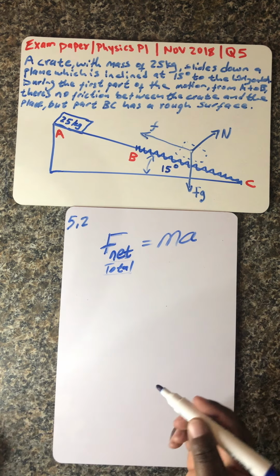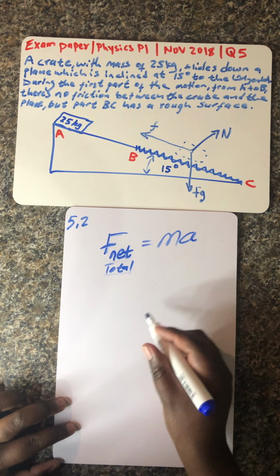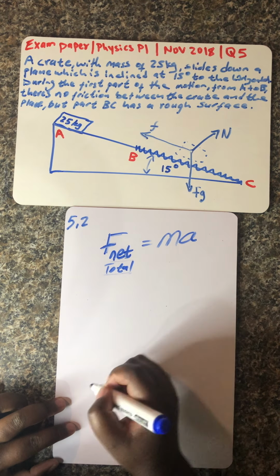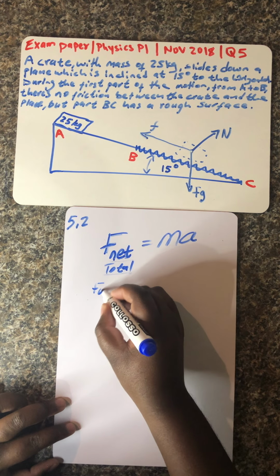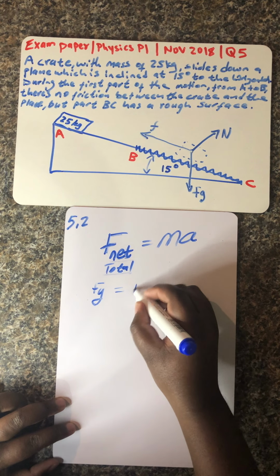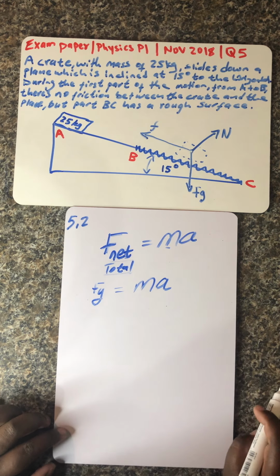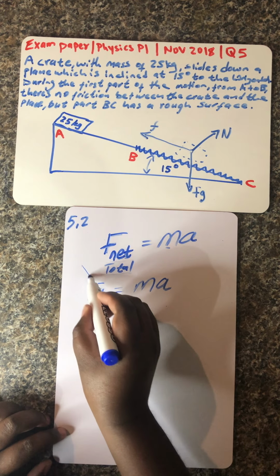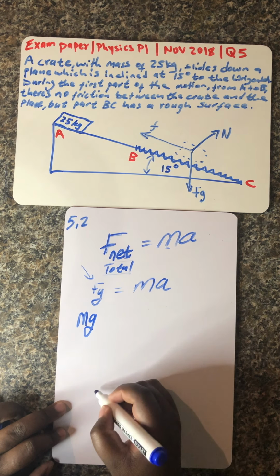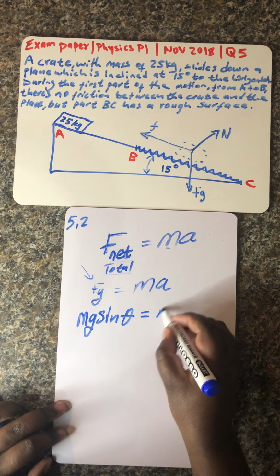So guys, very much important, this is the force net. I've just indicated to you that the only force acting on that object between A and B is the force of gravity. So this force of gravity will equal ma. This is that ma. I'm just expanding this formula. So what is the equation for force of gravity, guys? We know it's mg sine angle, which equals ma.